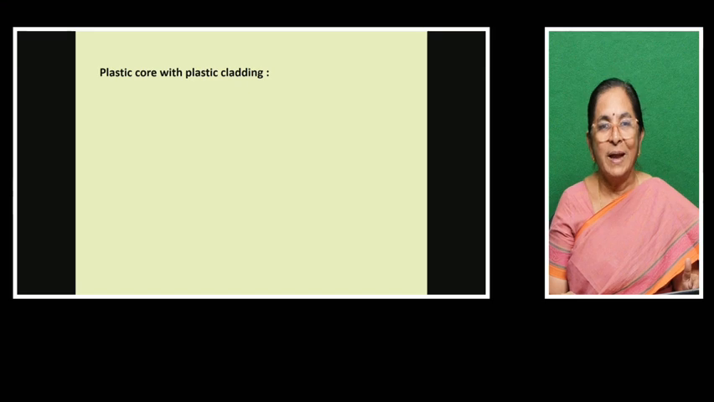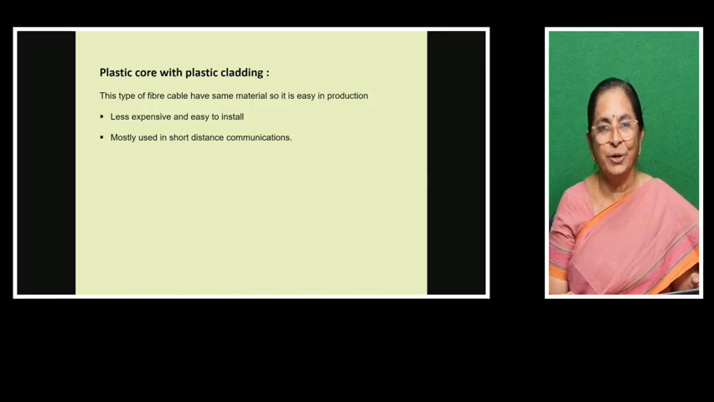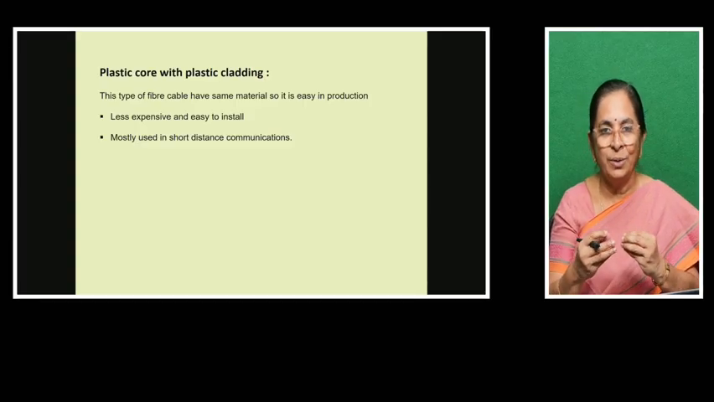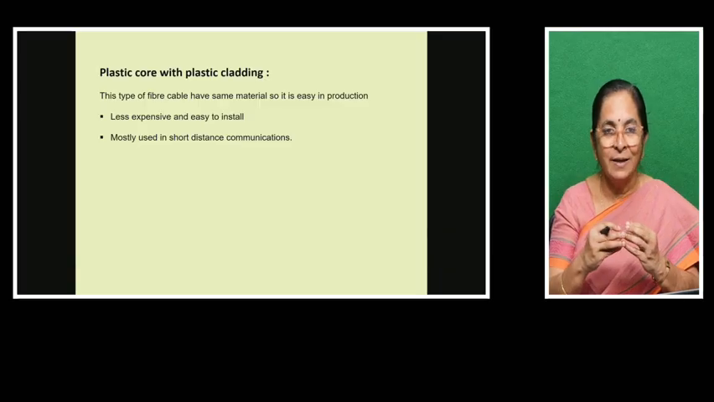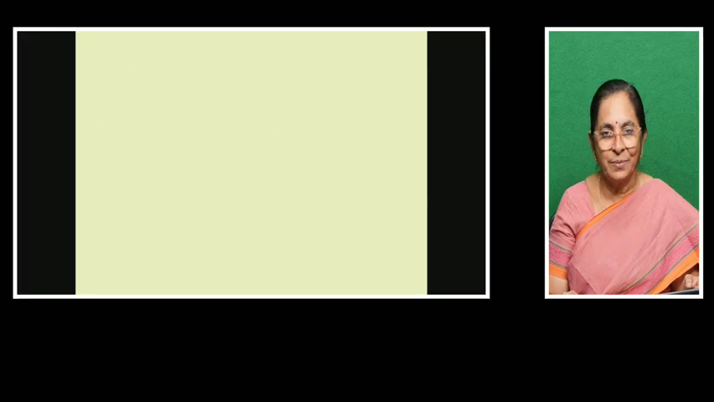The next category is plastic core with plastic cladding. Since it is totally made out of plastic, it will definitely be lighter in weight. This type of fiber cable has the same material for core and cladding, so it is easy to produce and easy to couple. Whereas in the earlier case, glass core and plastic cladding, coupling them will be very difficult. Here, both are made of the same material, so it is easy in production, less expensive and easy to install. Mostly used in short distance communications only.